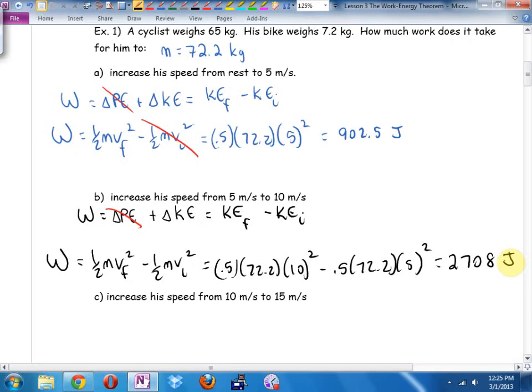Wait a minute, Mr. Dewick. We increased by 5 meters per second, just like before, but it took more work? Yeah.